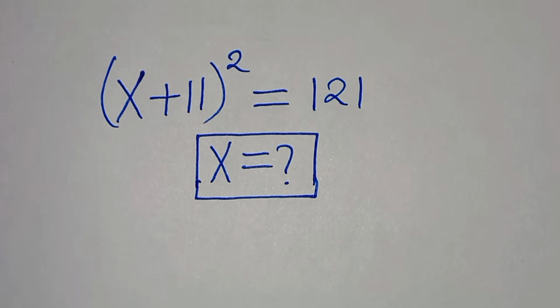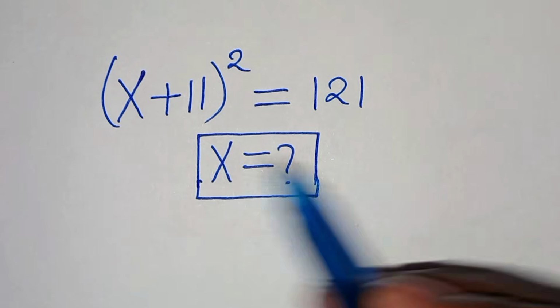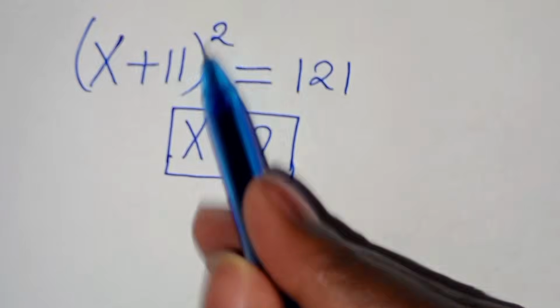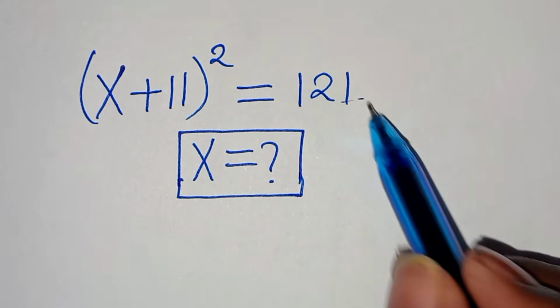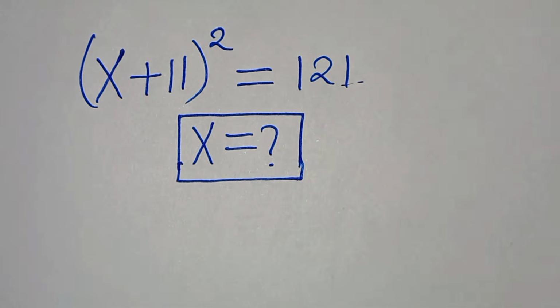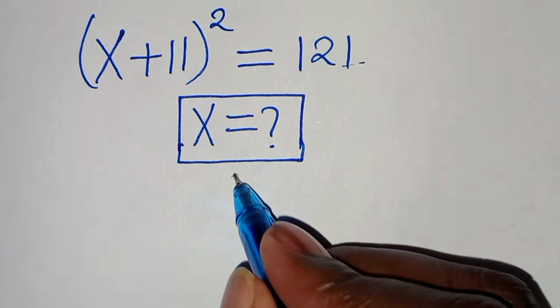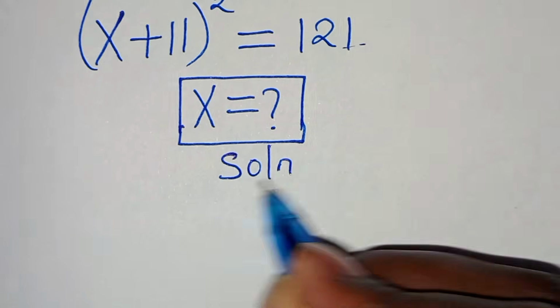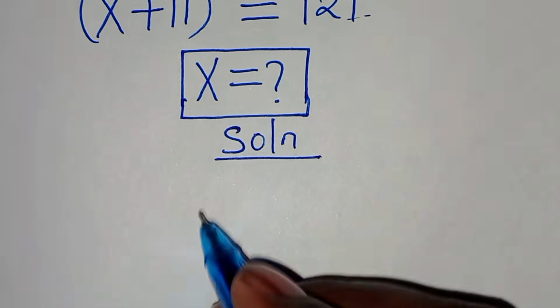You're welcome to solve this nice algebra problem, which is (x plus 11) raised to the power of 2. This is equal to 121. So what is the value of x? So let's provide a solution from here. So let's start with method 1.